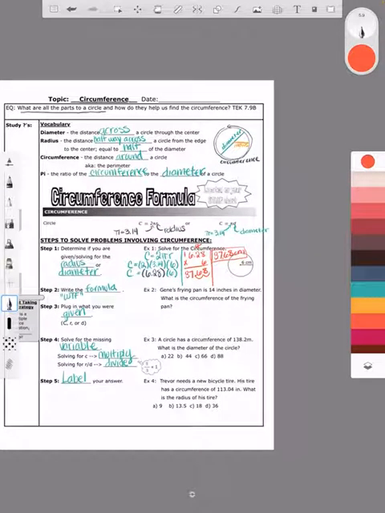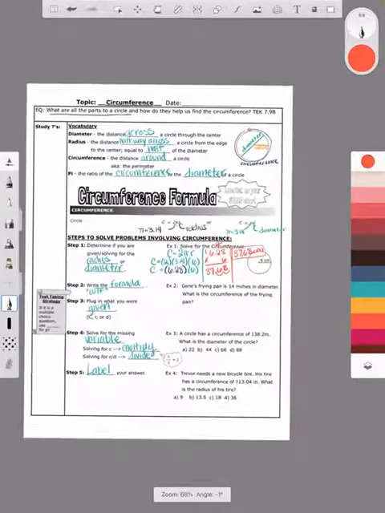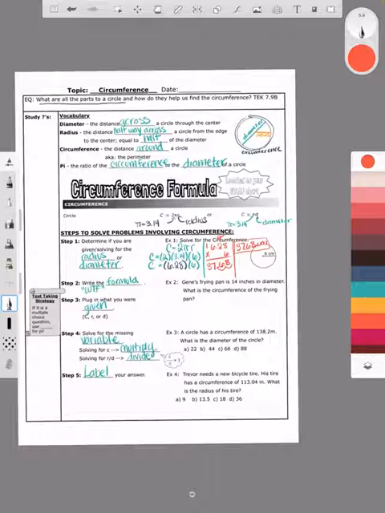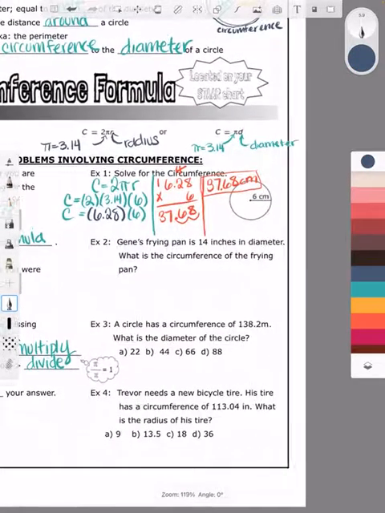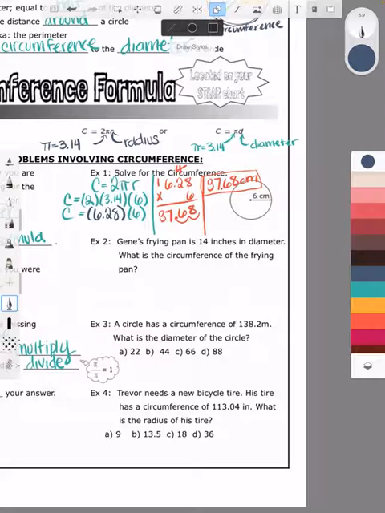All right, moving on to example 2. It says Gene's frying pan is 14 inches in diameter. What is the circumference of the frying pan? Unlike example 1, they didn't give us a visual here. We're going to have to draw out our own visual. So we have a circle, and it has a diameter that's 14 inches.